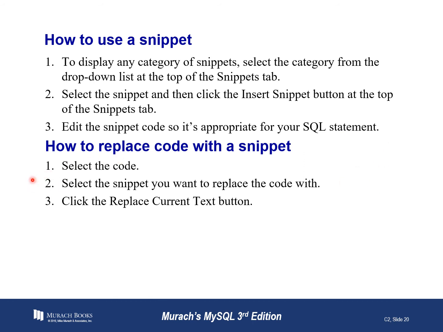Similarly, you select the code, select the snippet you want to replace the code with, and then click the replace current text button. So you can also update an existing snippet. This is the way you do that. These are the 3 steps. I'm not showing all this because this is quite intuitive. Actually, just give it a try. It should be pretty simple.